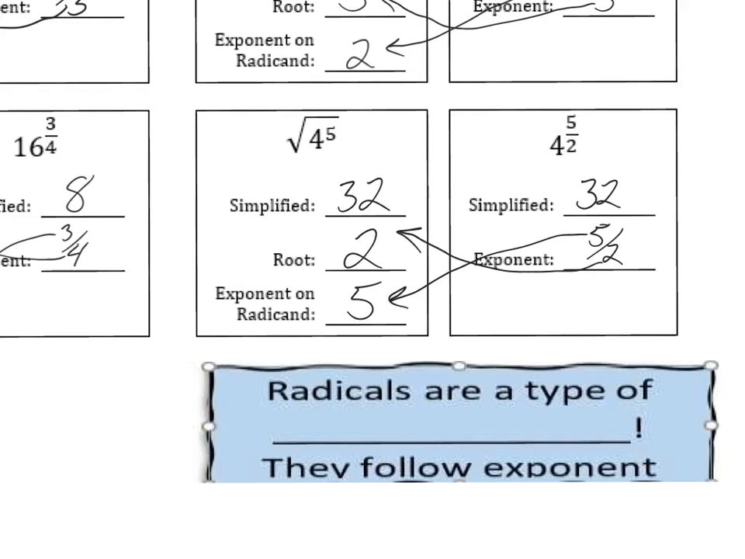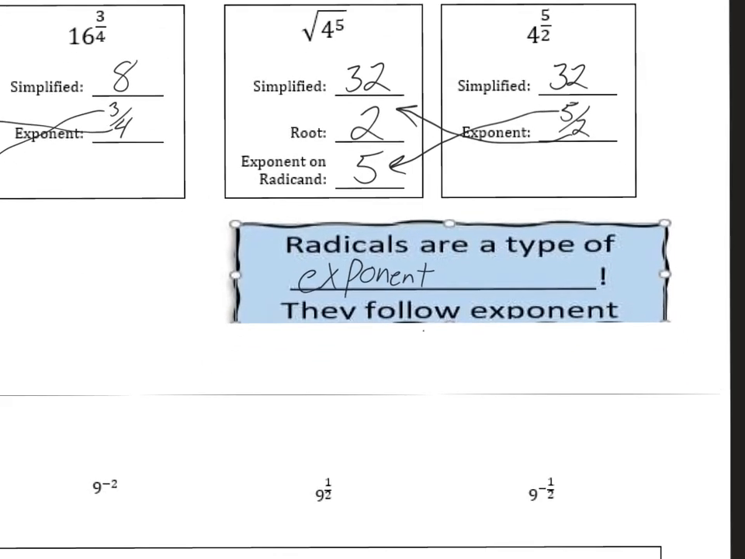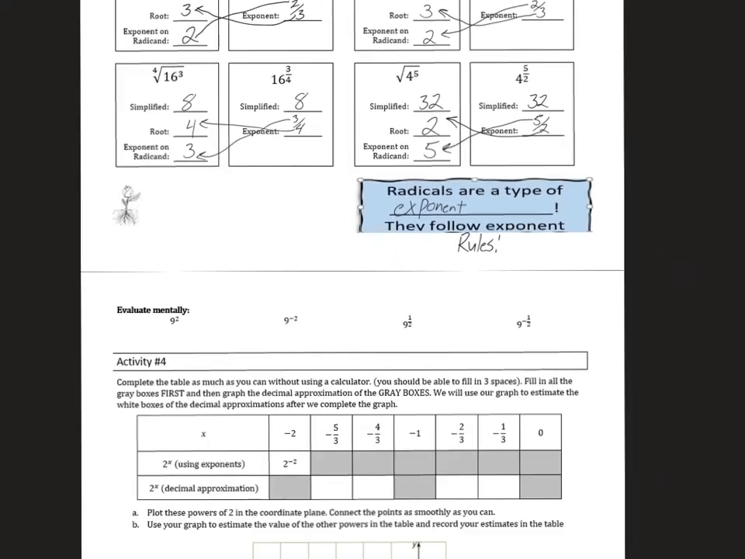One thing I want you to notice, radicals are a type of exponent. They follow exponent rules. We can just write rules here if you want to. They make exponent rules. They do the same thing.